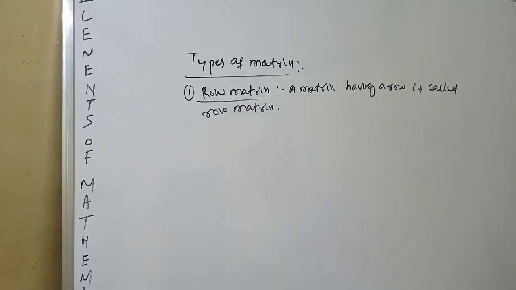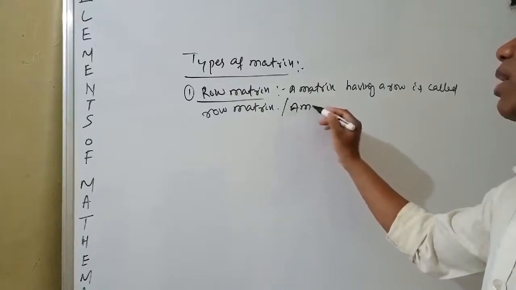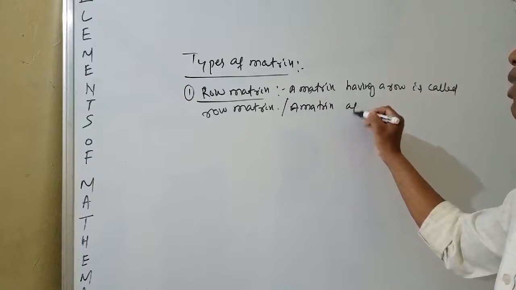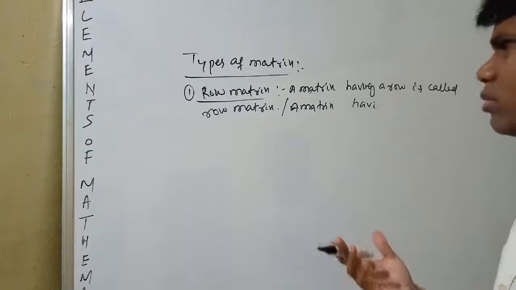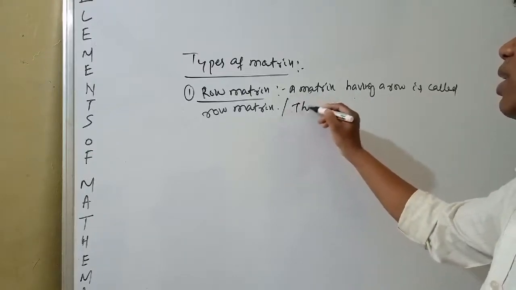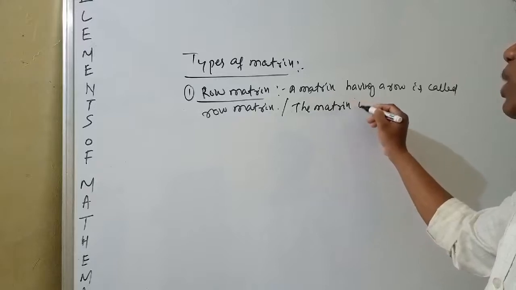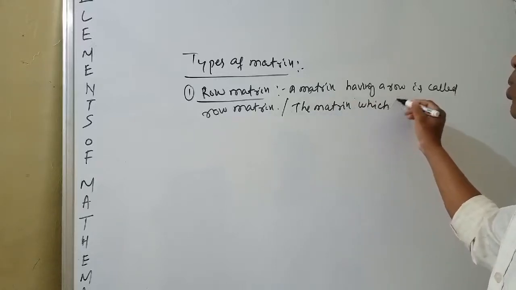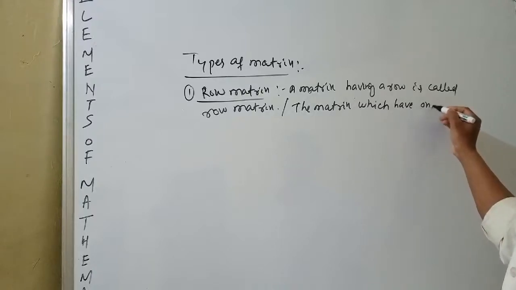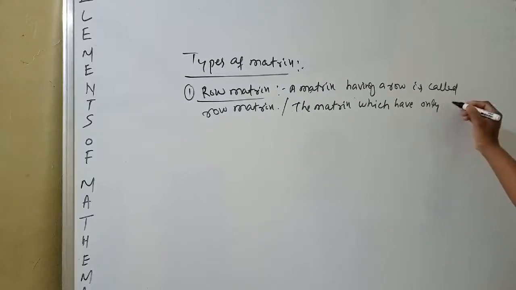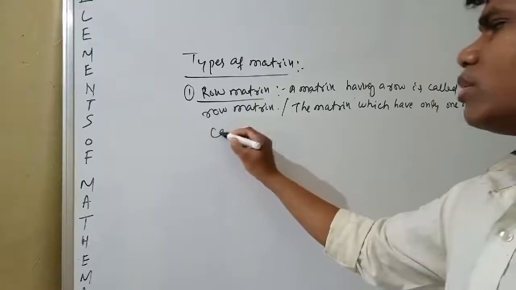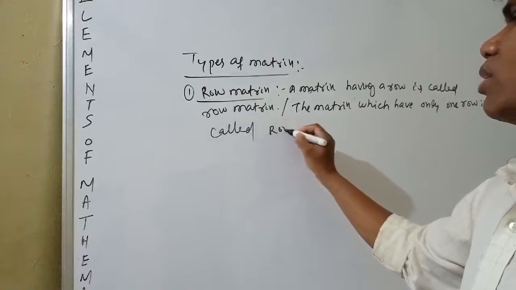That means a matrix having a single row. The matrix which has only a row, this is another definition, only one row, is called a row matrix.